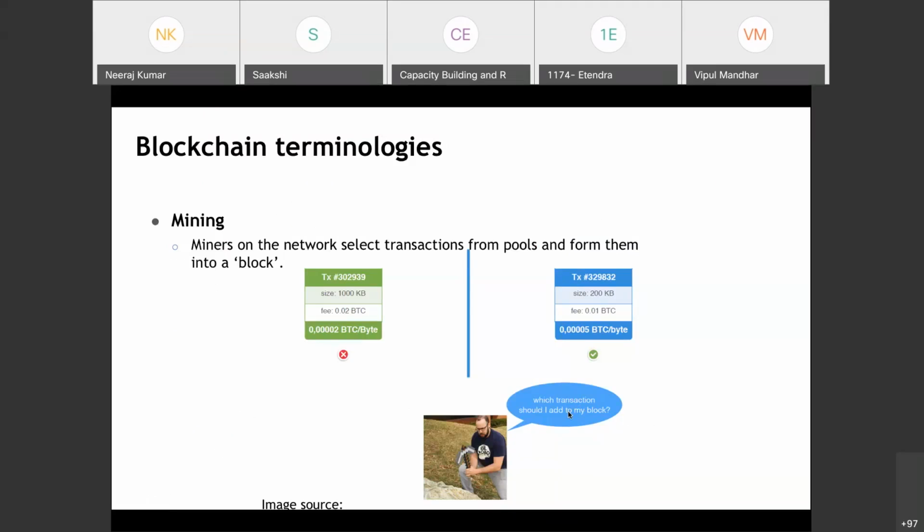So the key question is how you will verify which transactions should become part of a block. That is the task of the miners, and we need to set some criteria based upon which we verify and validate the transactions that should become part of the blockchain network, right?